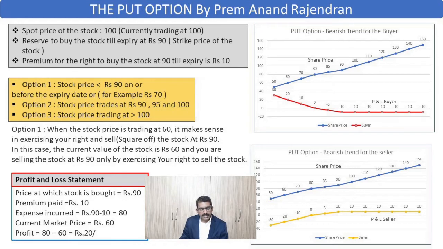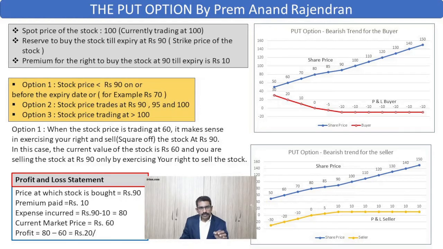So it makes sense to exercise your right and sell the stock at rupees 90. In this case, the current value of the stock is rupees 60 and you are selling the stock at rupees 90 only by exercising your right to sell the stock. So in this scenario, what happens? The strike price is 90 and premium paid is rupees 10. So expense incurred is 90 minus 10, which is rupees 80. So the buyer of the put option will benefit only if the stock trades below 80.